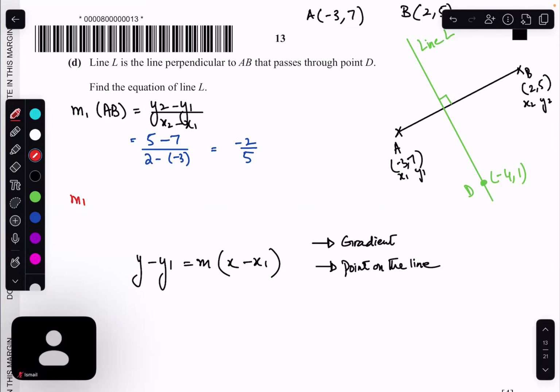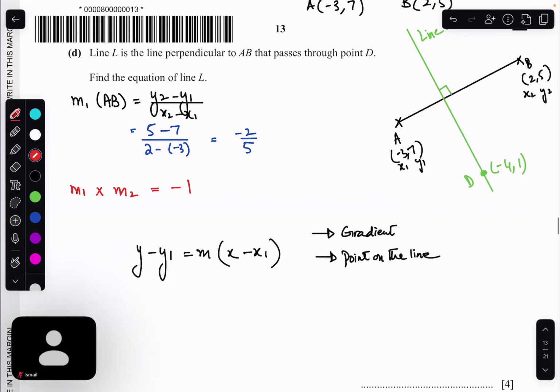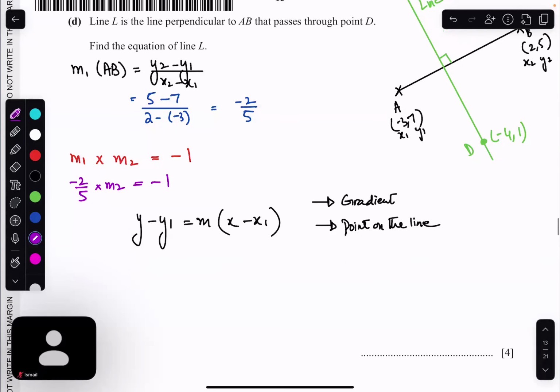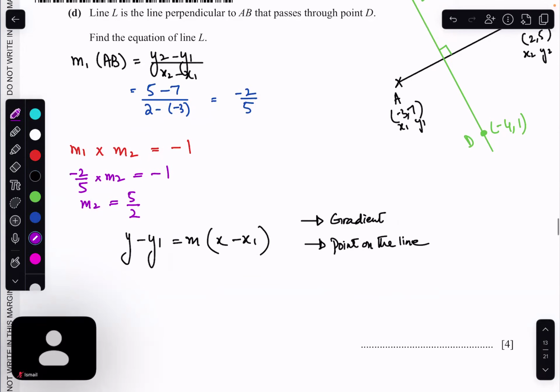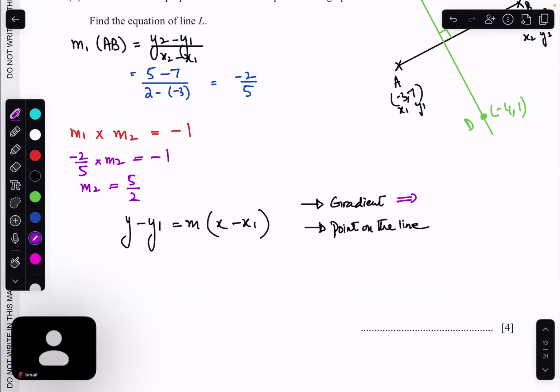So the relation between gradients of perpendicular lines will be, when we multiply them, the answer should always be minus 1. So the gradient of line L, let's say that is m2. So minus 2 by 5 times m2. That's a negative reciprocal of this. Okay. So m2 should be minus 5 divided by minus 2, that is 5 by 2. So now we have the gradient for line L, which is 5 by 2.